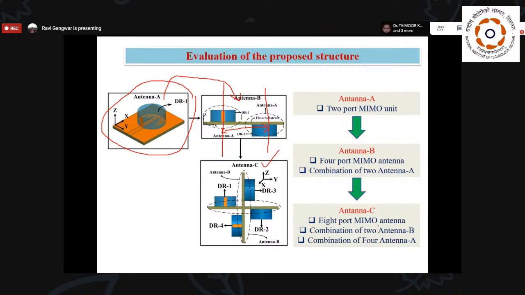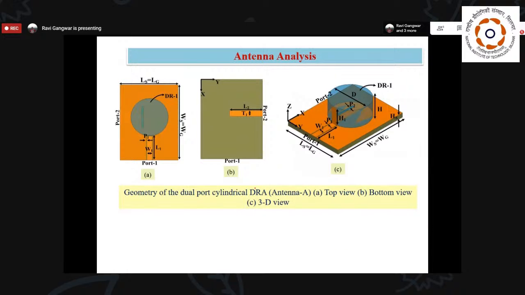That is basically our actual proposed antenna. So we can say that this is the 8-port MIMO antenna, or a combination of 2 antenna B, or a combination of 4 antenna A. Here, if you see, we are able to get this particular structure by using this initial antenna A. That is basically our main element, and I am putting these antenna elements into this particular arrangement to get a better ECC value or antenna performance. So now first I am going to analyze antenna A.